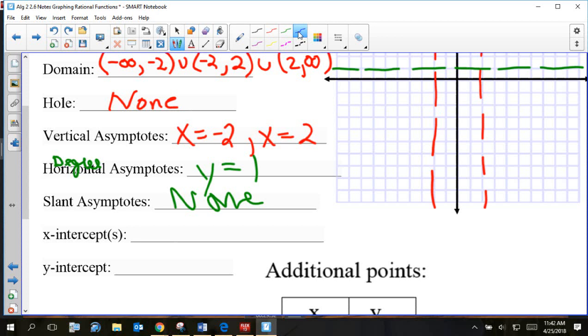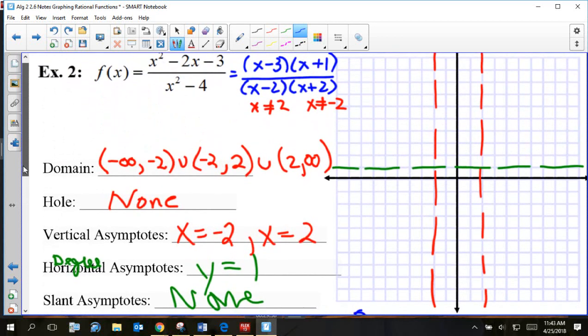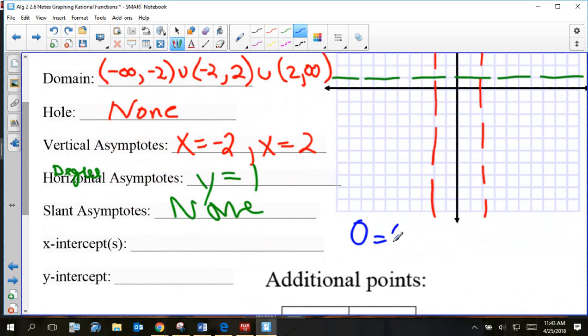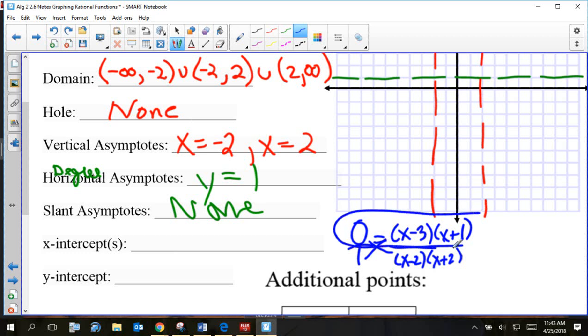X-intercepts. That's when we say f of x equals 0. I would take the factored one, x minus 3 over x plus 1. And it doesn't matter what's in the denominator, because just like the first example, I'll write it, but it doesn't matter. If I cross multiply to solve, the denominator will go away. It'll multiply with a 0. So we're really just solving the numerator equals 0. So what does x equal?